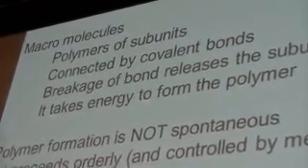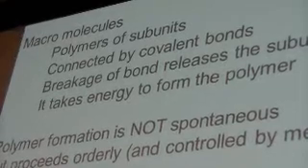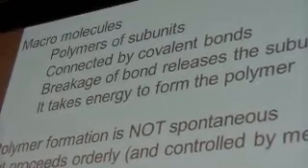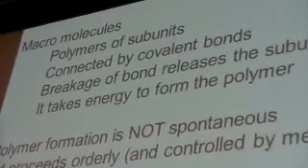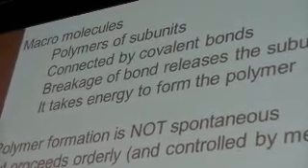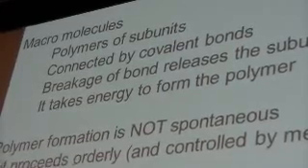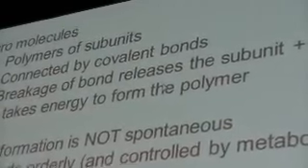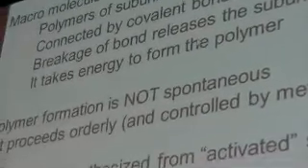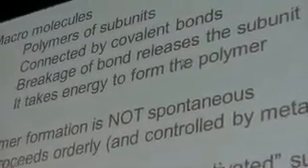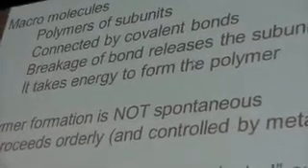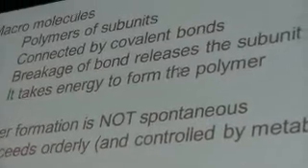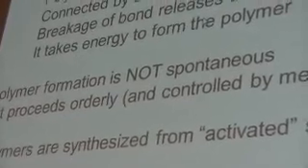What are macromolecules? Big molecules. They're polymers of subunits. There always are subunits that were pre-formed. They are connected by chemical bonds, or covalent bonds, or strong bonds. The breakage of the chemical bond between the subunits to form the polymer releases energy. Therefore, the formation of the polymer from the subunits is something that requires energy. So it takes always energy to form a polymer from the subunits. Therefore, there is no case where polymer formation is spontaneous.